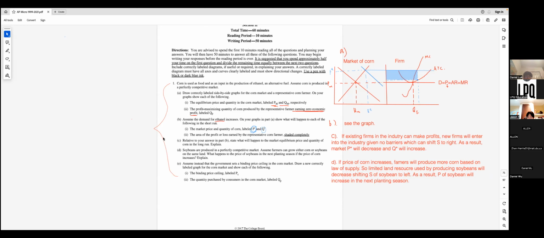Okay, then the next question, we need to draw the graph again. So what is the question? Assume instead that the government sets a binding price ceiling in the corn market. Draw a new correctly labeled graph for the corn market and show each of the following. So binding price ceiling, yeah, super easy. You just need to draw a price ceiling.